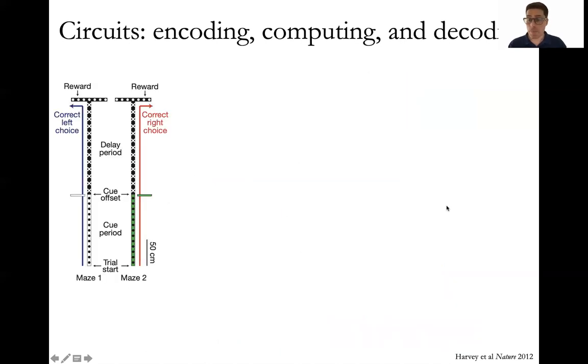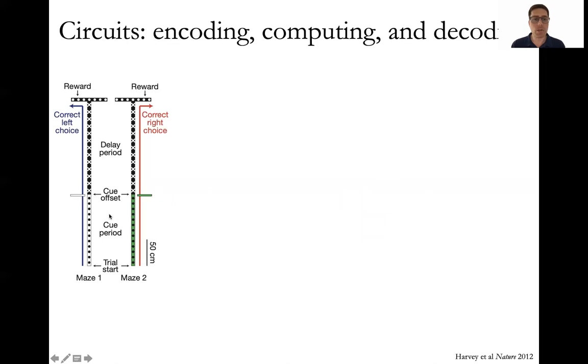Here's another example using a different technology to expose the rich and varied dynamics of neocortical activity. This is from Chris Harvey, Nature 2012. In this experiment, now in a mouse, they had an animal that was running on a virtual maze. They could present different cues to the animal on different mazes that they had made in a sort of virtual environment.